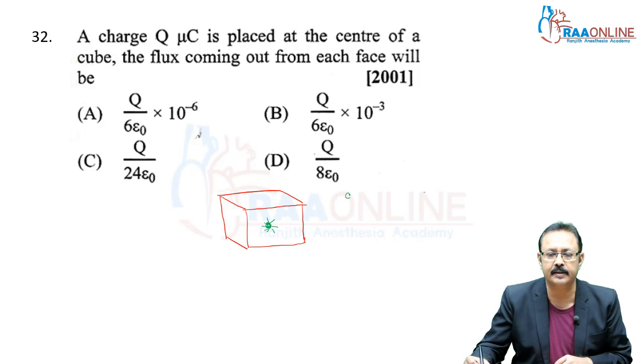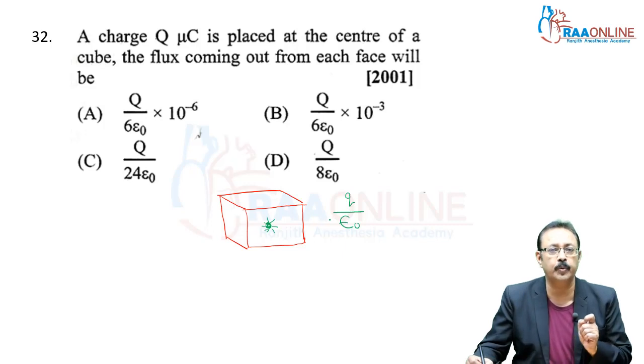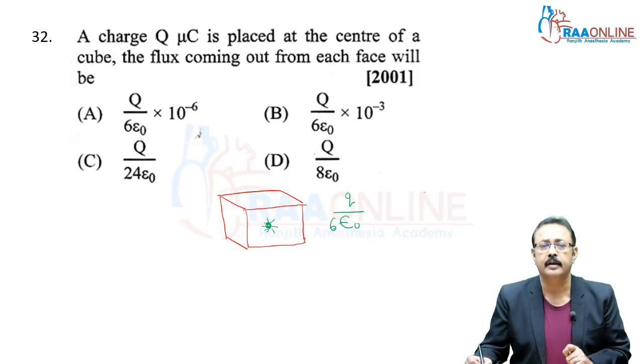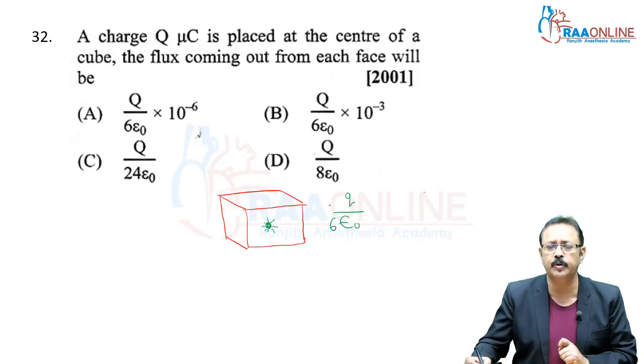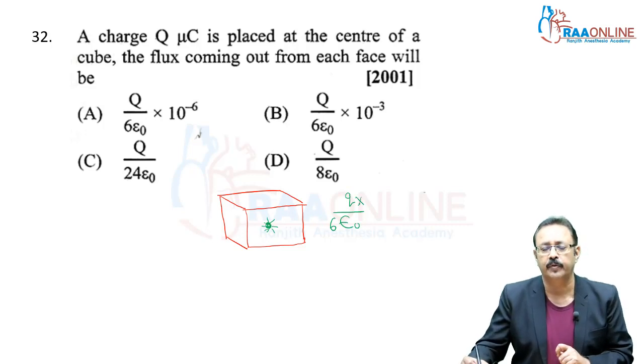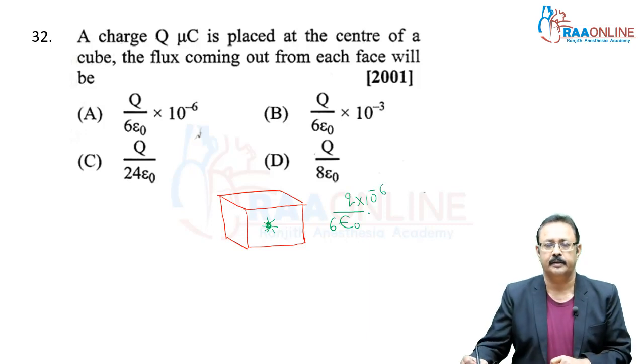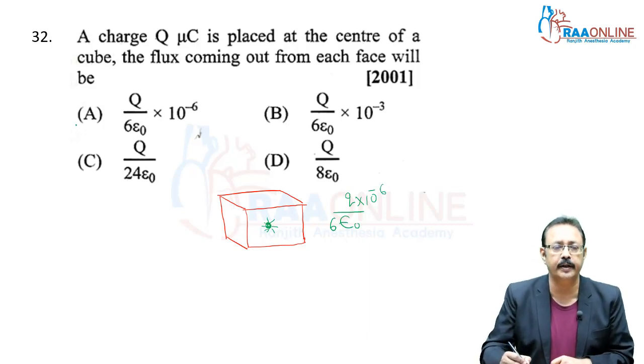And total flux is Q upon epsilon naught. 6 faces are there, so the flux related to each face should be Q upon epsilon naught divided by 6. But the charge is in microcoulombs, so you can remove that micro with the help of 10 to the power minus 6. So we will go with option A.